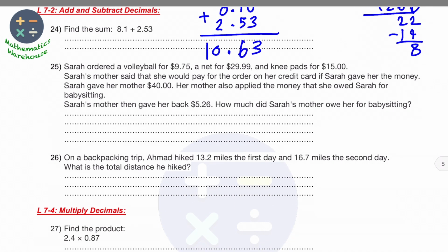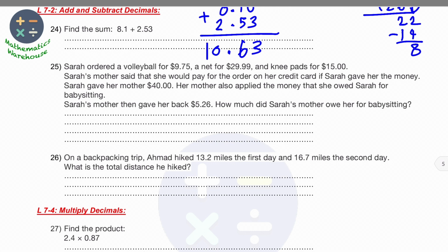Next question. Sarah ordered a volleyball for $9.75, a net for $29.99, and knee pads for $15. Sarah's mother said that she would pay for the order on her credit card if Sarah gave her the money. Sarah gave her mother $40. Her mother also applied the money that she owed Sarah for babysitting. Sarah's mother then gave her back $5.26. How much did Sarah's mother owe her for babysitting?